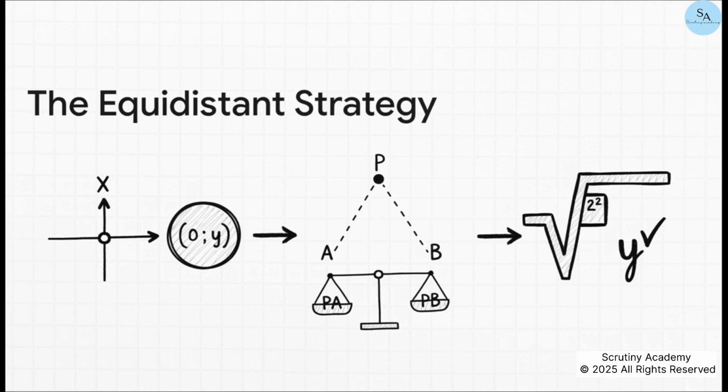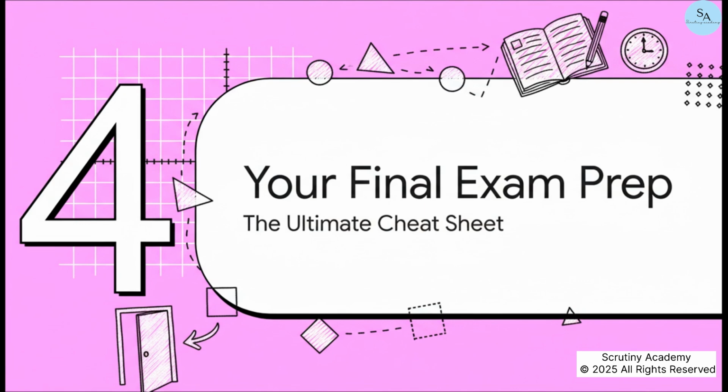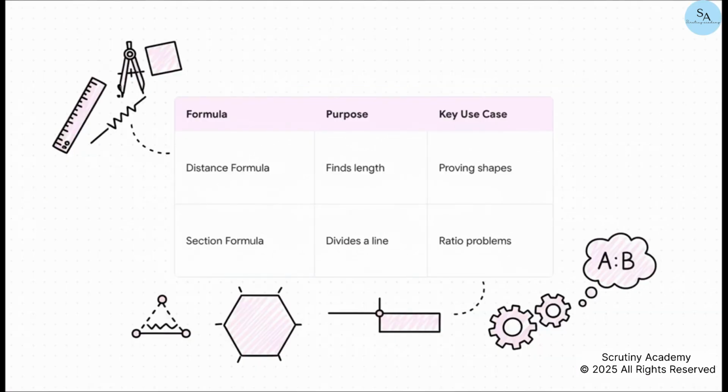This strategy is golden. Okay, let's pull everything we've learned together into one ultimate cheat sheet. This is going to be perfect for that last-minute review right before you head into the exam. And here it is, the entire chapter all on one slide. The distance formula is all about finding lengths and proving things about shapes. The section formula is all about dividing lines and finding ratios. Go ahead, take a screenshot of this. This is your key to unlocking the whole chapter.